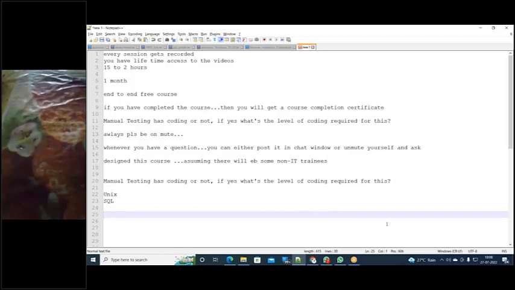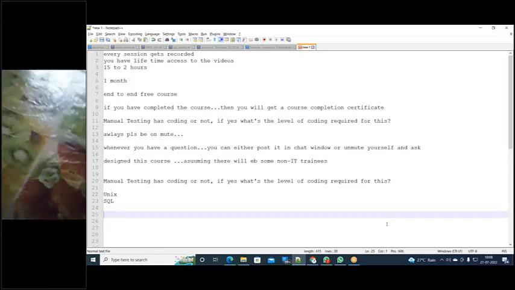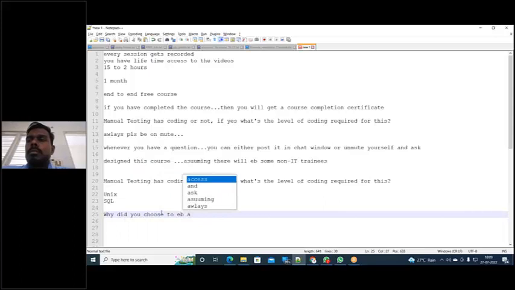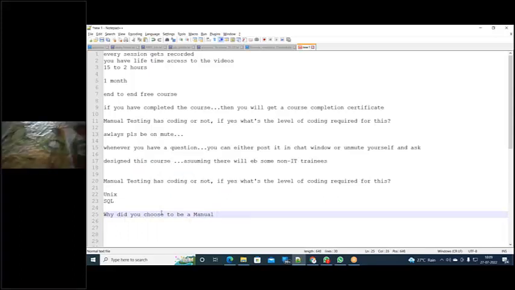Now let's jump into this. You might have come to the class knowing that it's just a free course. But some of you might be very serious and say, let me build my career in testing. Then why did you choose to be a manual tester? People call it manual tester, or some people will call it functional tester as well.